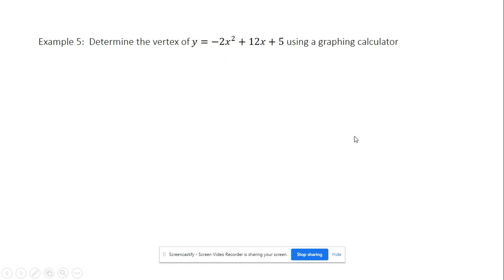Okay. All right, determine the vertex without using a graphing calculator. Okay, guys, I'm not going to. I was having a problem with my graphing calculator software. I'm just going to pause the video here for a second, and then I'll make a second video for this last example here.